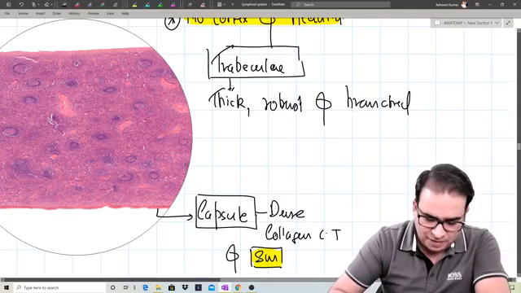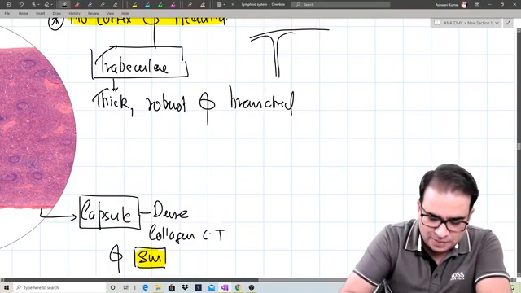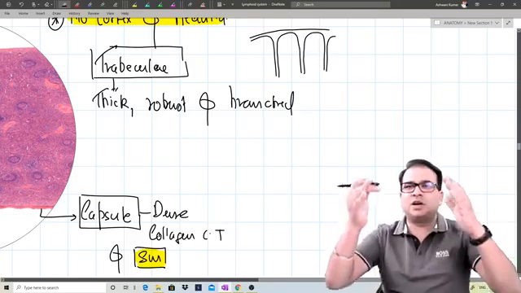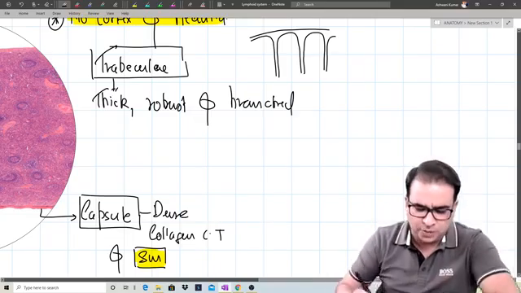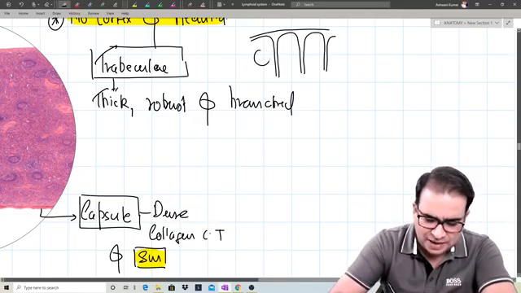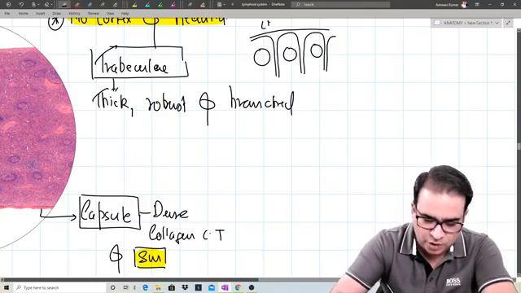Let me remind you, in the lymph node we saw a capsule like this, and from the capsule we have these trabeculae coming out, and these are usually clean, long trabeculae, and they do not branch. Usually they don't branch, and then obviously it is divided into the cortex and medulla part here. That was the case of the lymph node.